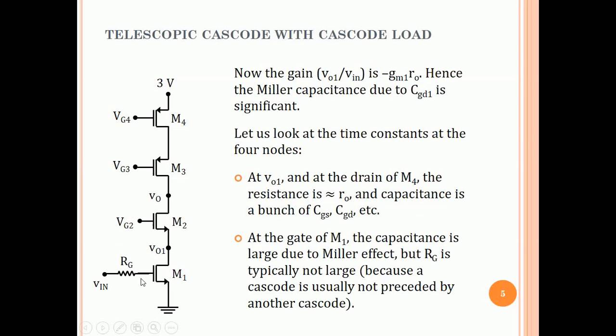So there are 1, 2, 3, 4 nodes. Actually this node and this node, as you can see, there is a kind of a symmetry. So the time constants at these two nodes are going to be similar to each other, not the same, because usually the PMOSs are larger and so the capacitances at this node are larger, but the same order of magnitude. So we say at VO1 and then similarly at the drain of M4, the resistance seen is about RO.